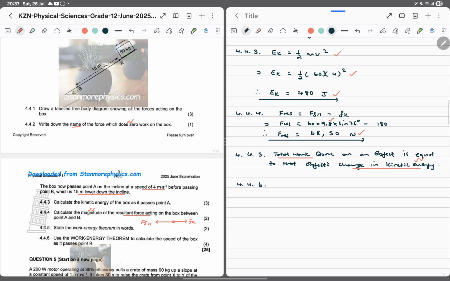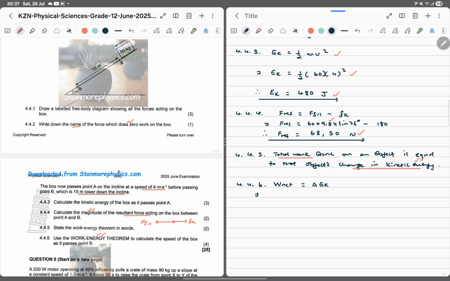4.4.6. We are now supposed to use the work energy theorem to calculate the speed of the box as it passes point B. Okay, so we cannot use equations of motion, okay? Well, we know that, by the way, the work here is capital letter W. We write, I hate that word net, but what can we do? It's there. Is going to be the change in EK.